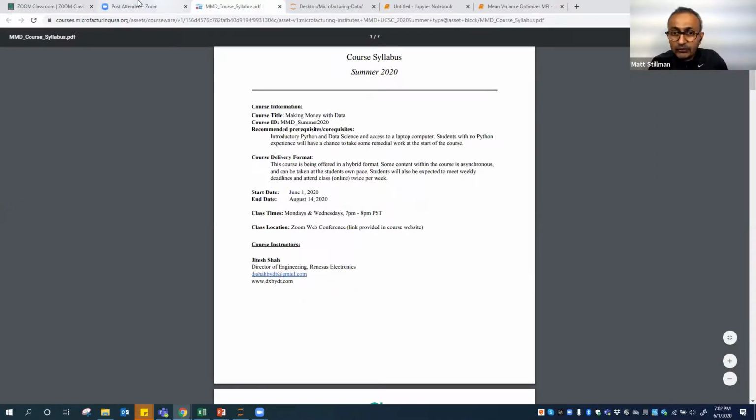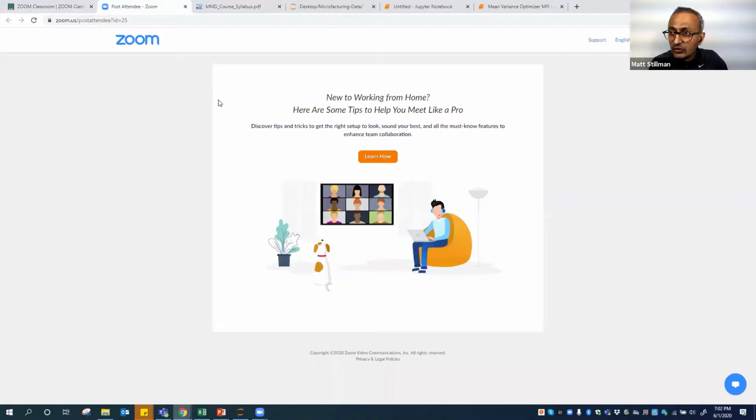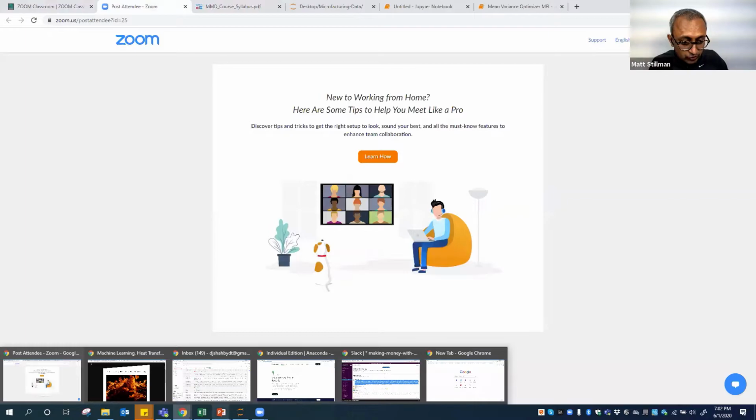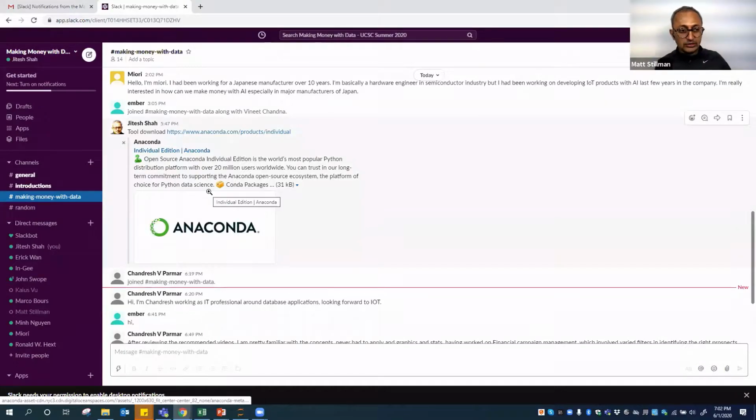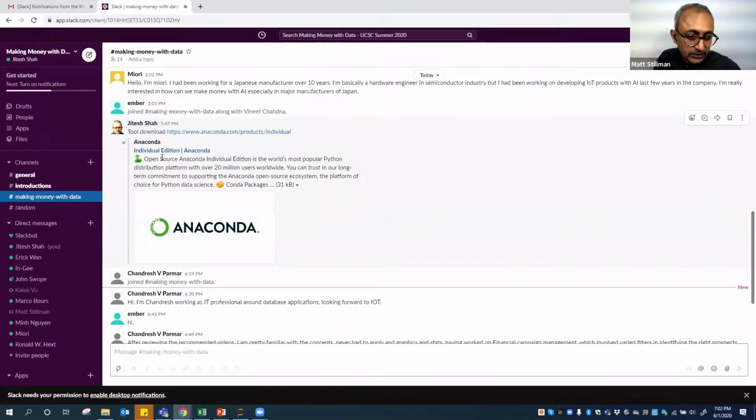By the way, what is going to be required from lecture 3 onward is a tool you will need to install, which is from Anaconda. I did post that link in the Slack channel, so please download that. It's a free download. I'm not sure how many of you have ever used something called a Jupyter Notebook.